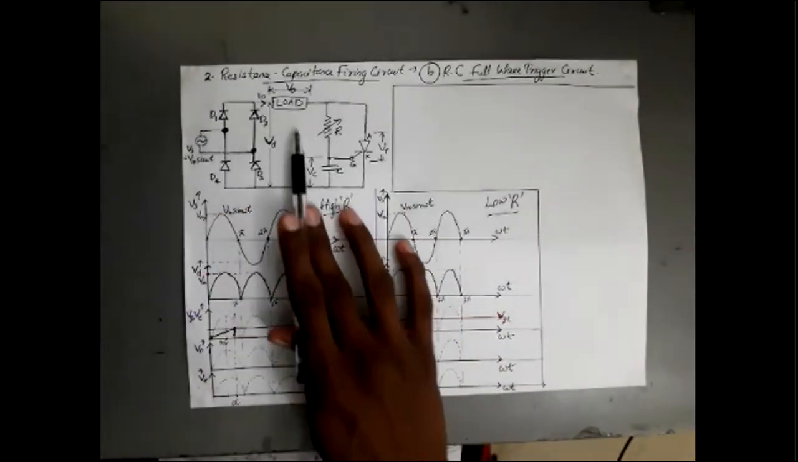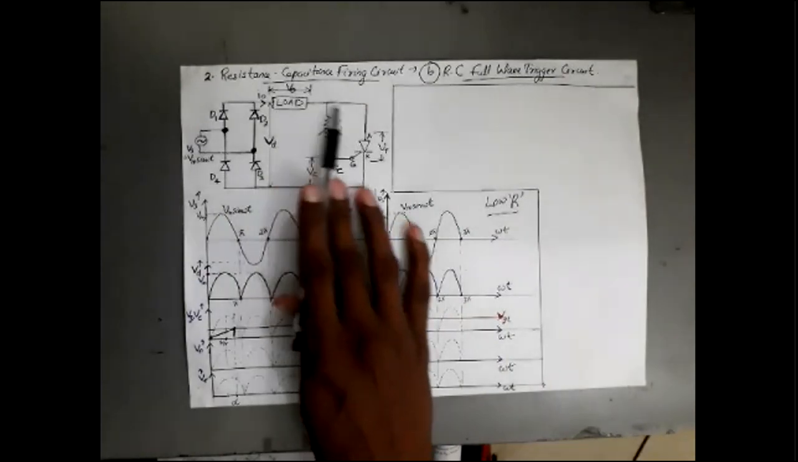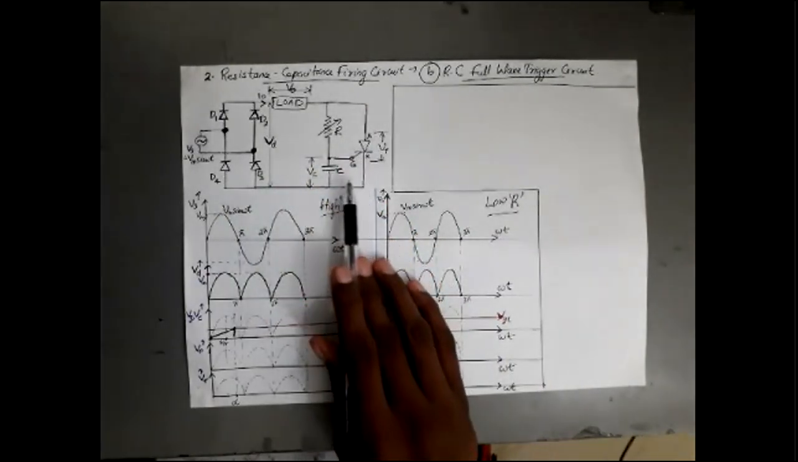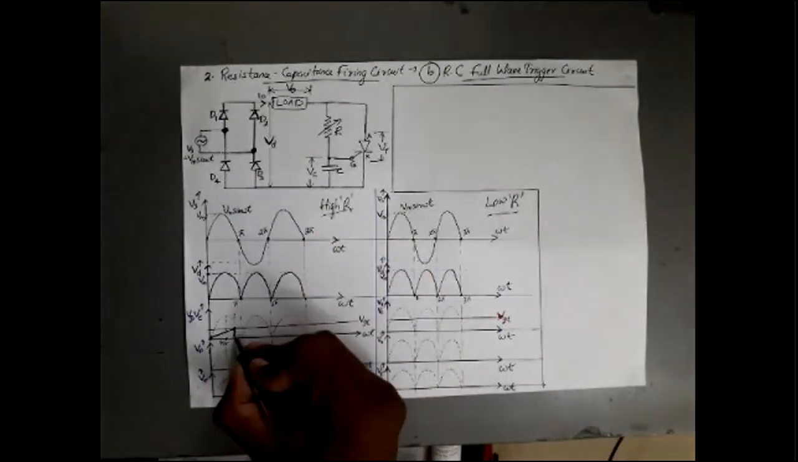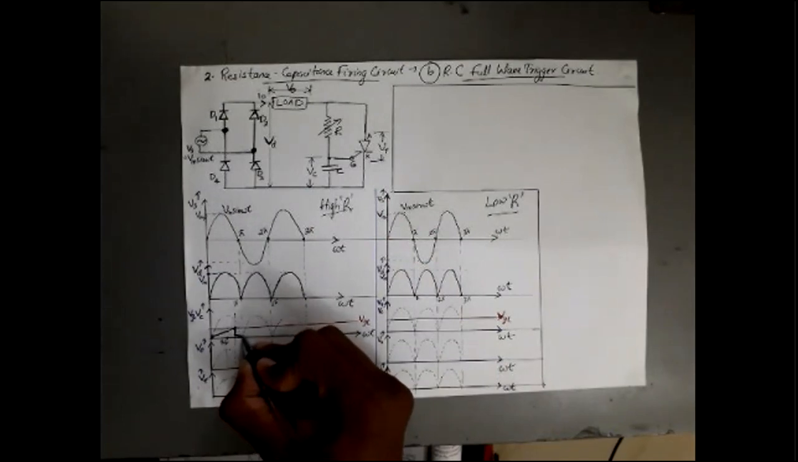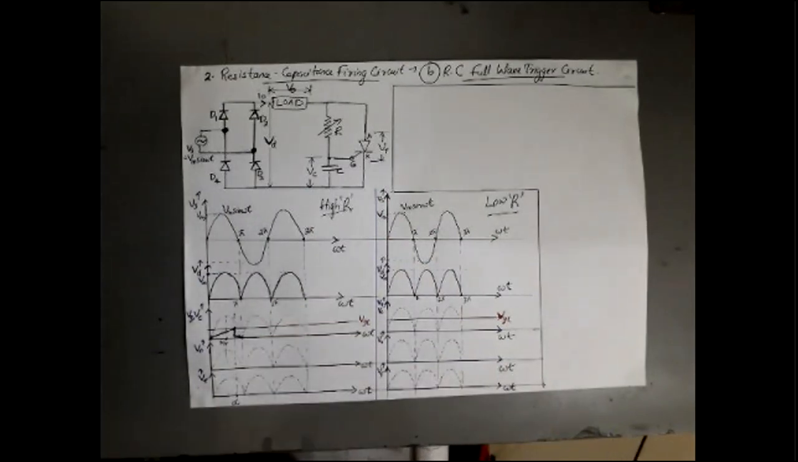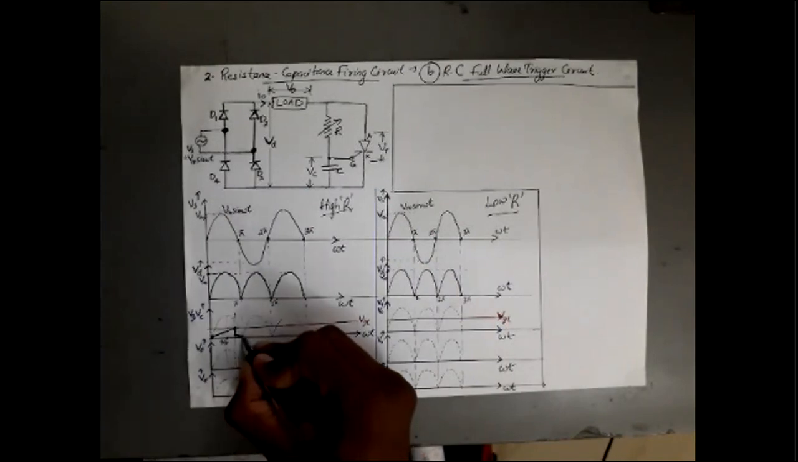So I naught will be present and V naught will be present when my thyristor is conducting. That time no voltage will be appearing across my VC. So it slowly starts discharging, and at pi, VC becomes 0. From this point, again what happens? My VC is equal to 0.